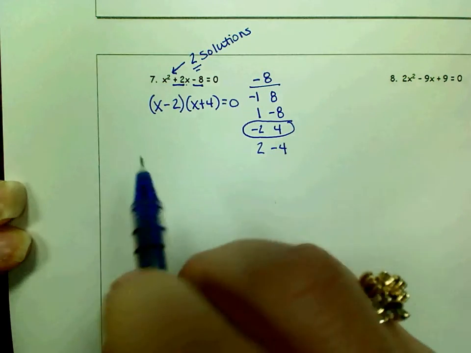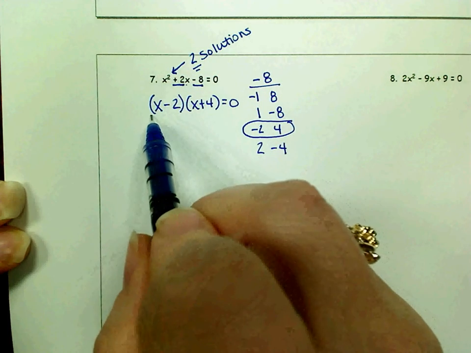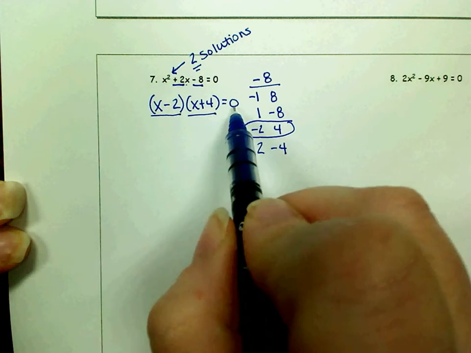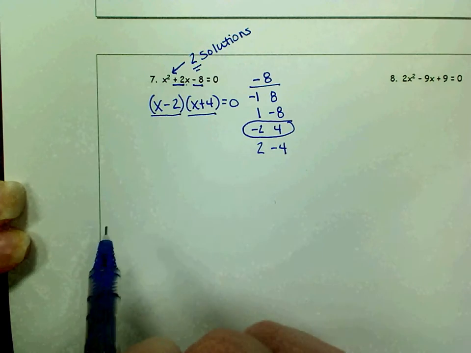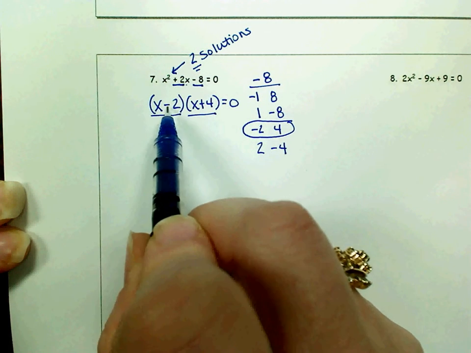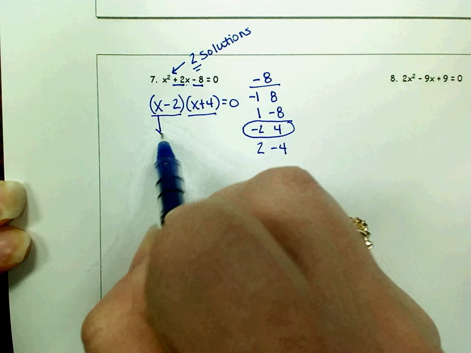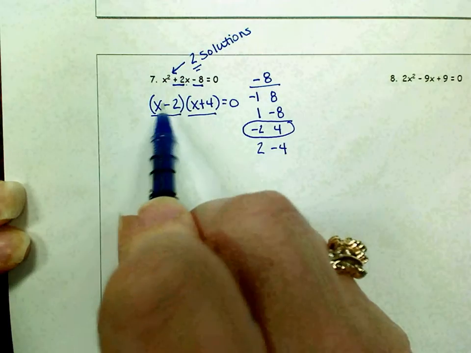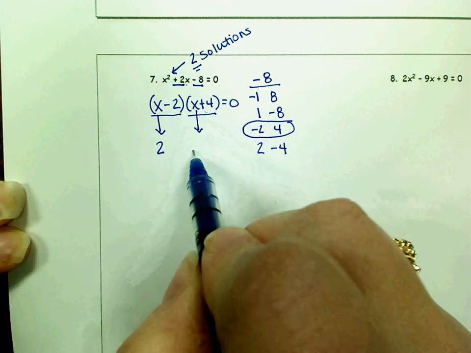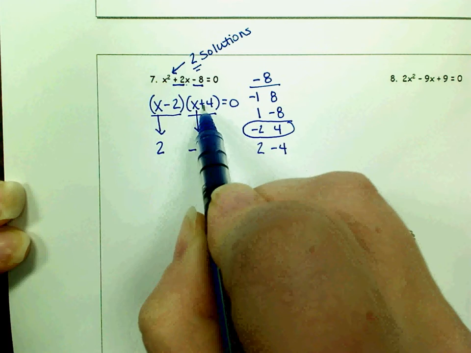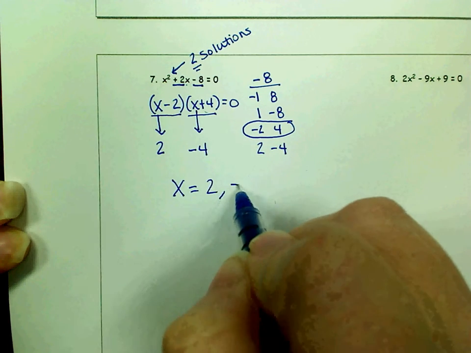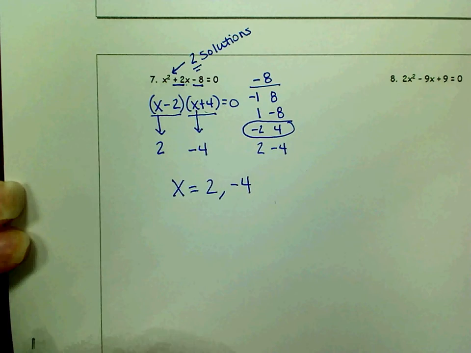So now using the zero product property, we know this times this equals 0. So either x minus 2 has to be 0 or x plus 4 has to be 0. So what value of x would make x minus 2 0? Well, if this is -2, x has to be a +2. 2 minus 2 is 0. If this is +4, then x has to be -4. -4 plus 4 is 0. So those are our 2 solutions for our x values, 2 and -4.